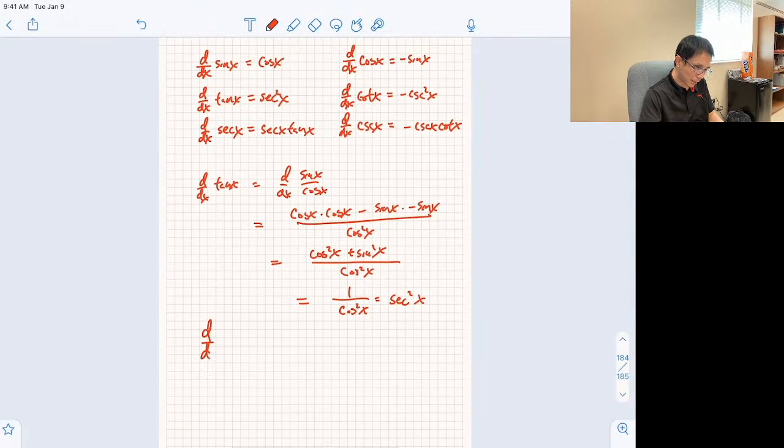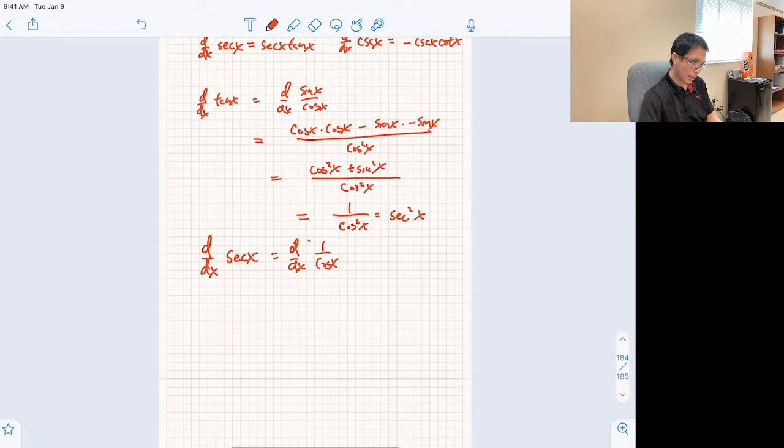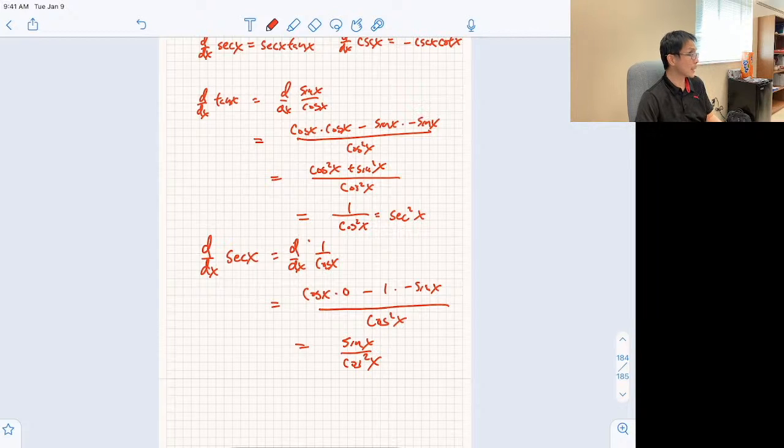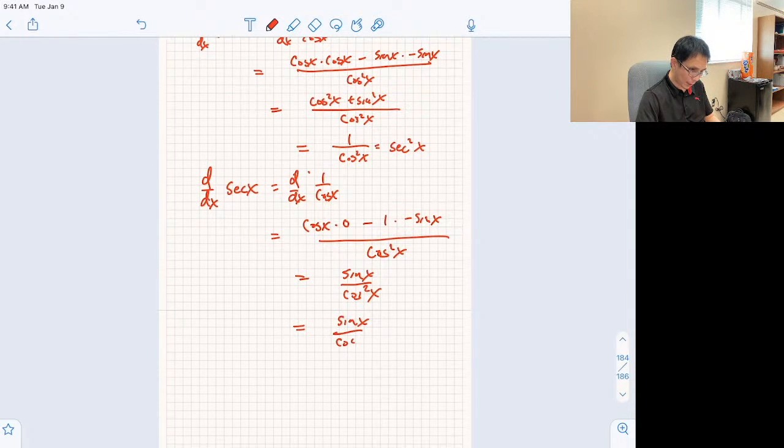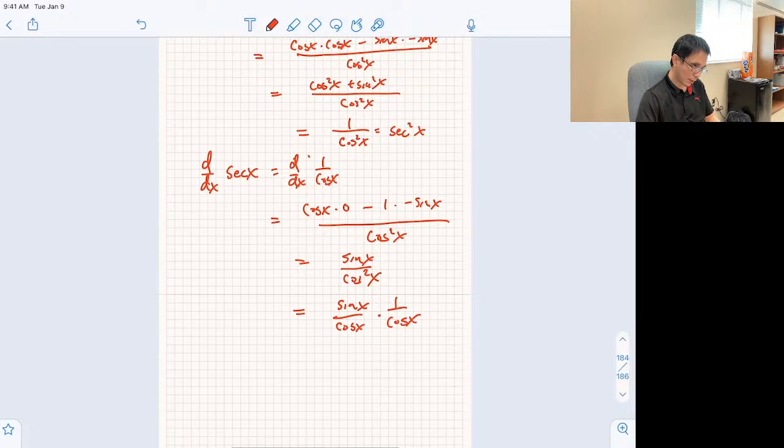But how do I take a derivative of secant of x? How do I use the same idea to do the derivative of secant of x? 1 over cosine, good job. d/dx of 1 over cosine of x is going to be low d high minus high d low over low, which is cosine squared of x. So it's going to be sine of x over cosine squared of x. Then you factor out one of the cosines, and you change that to sine of x over cosine of x times 1 over cosine of x. So that's going to be secant of x tan of x. There you go.